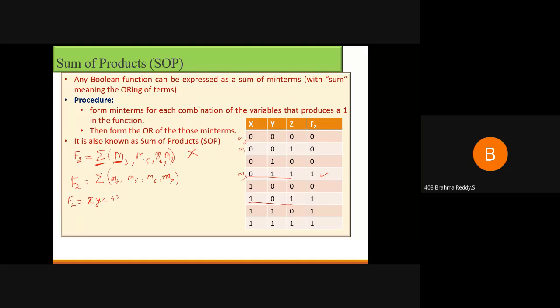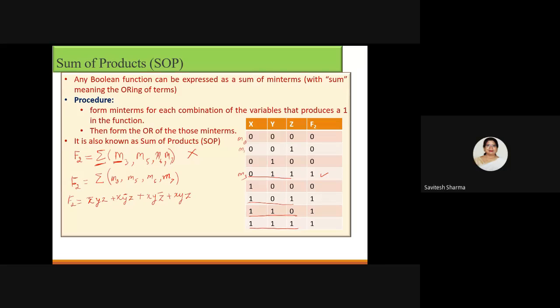X Y bar Z bar. So X, Y bar, Z. Z only, because it is 1 now. X Y Z bar. X, Y, Z bar. Y Z. X Y Z. Okay, got it. Next, M7. X Y Z. Okay.